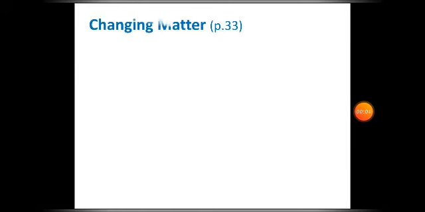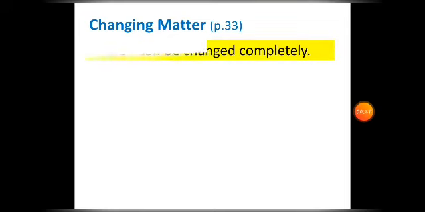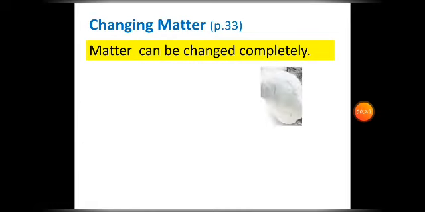Turn your book now to page 33. We are already done with the first kind of change in matter, wherein matters change, but even after that change, the matter remained the same. This time, we are going to the next kind of change, wherein matter can be changed completely. Take a look at this example.